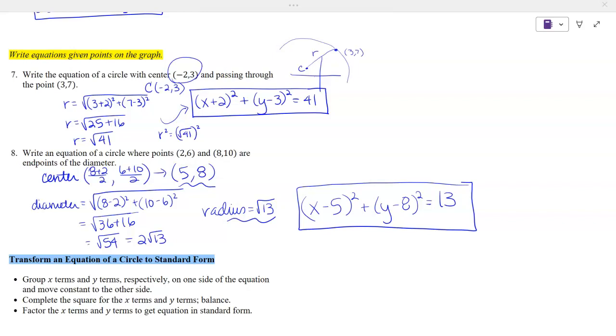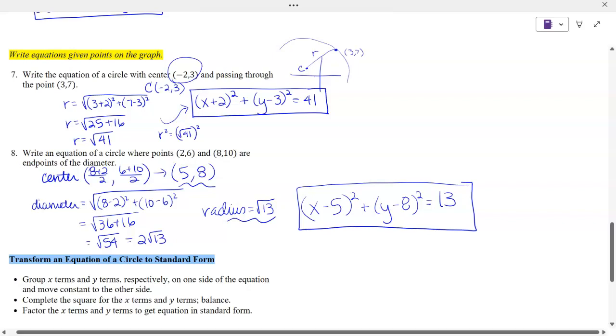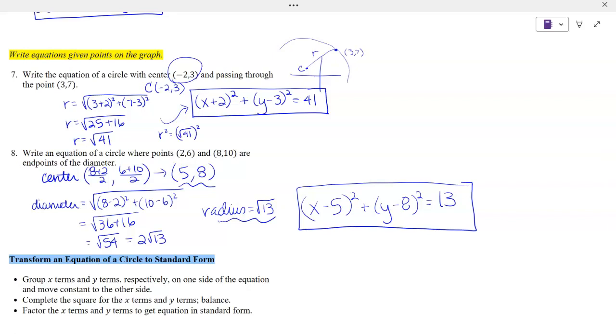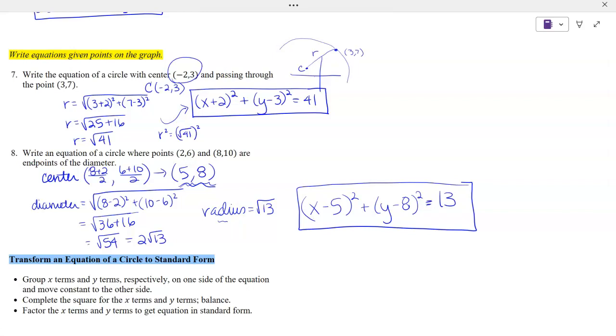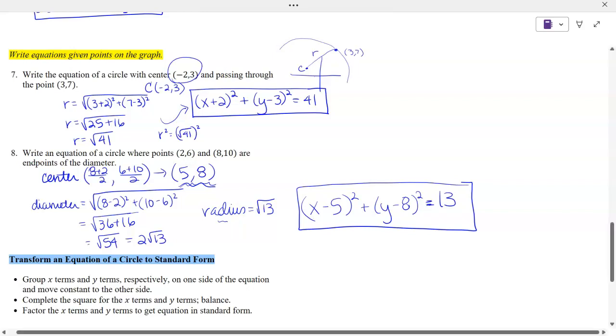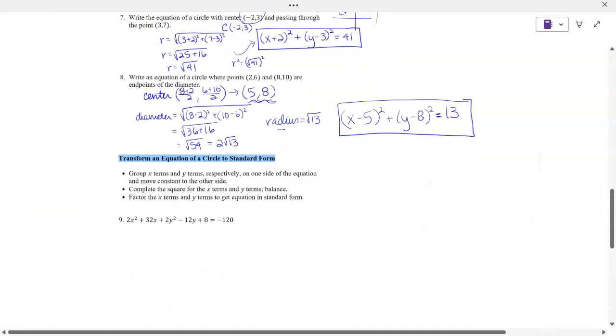Then we could use the endpoints of the diameter to find the whole length of the diameter, which we found to be 2 radical 13. And then you're just going to divide that by 2 to get your radius. So your radius is just the square root of 13. So now we use our center and our radius and just plug it into the equation. Again, (x minus h) squared plus (y minus k) squared equals r squared, and the square root of 13 squared just gives us 13.